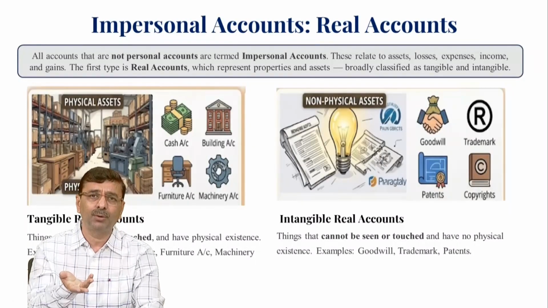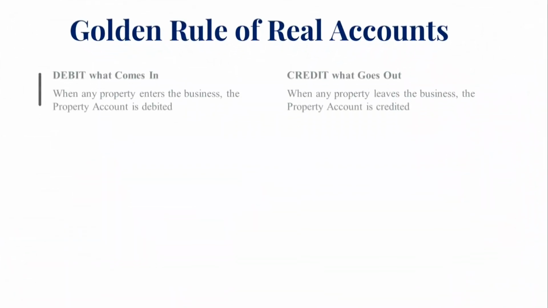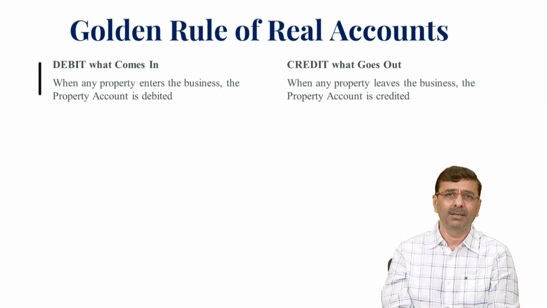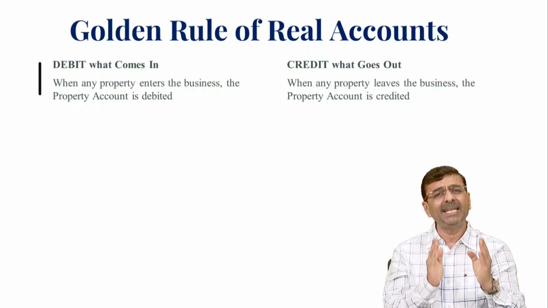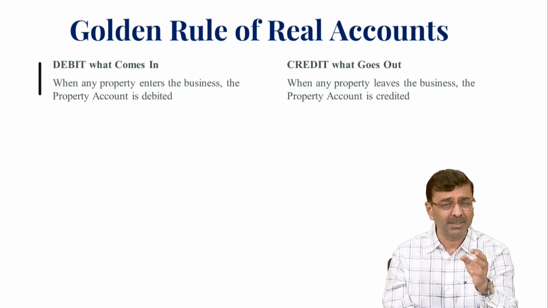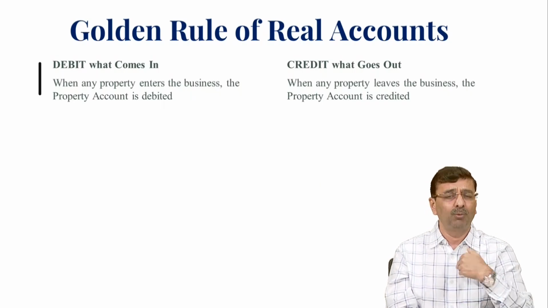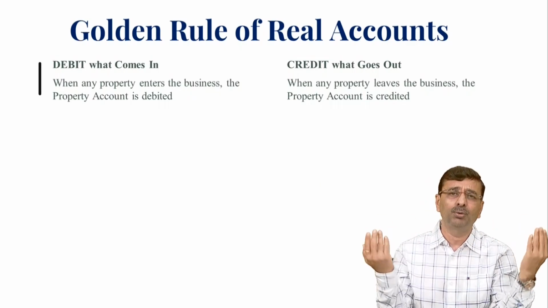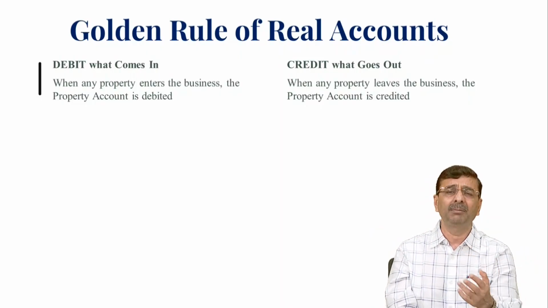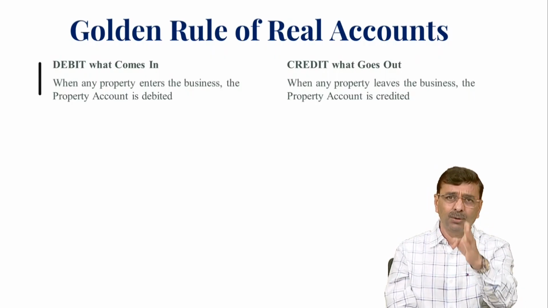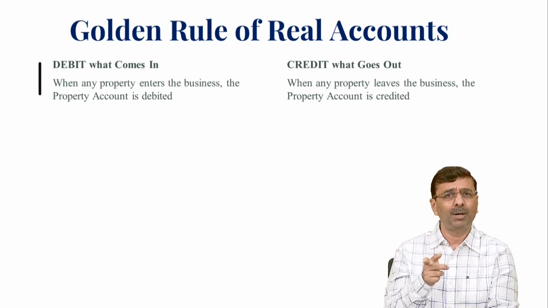How it works and the golden rules for these assets. Now moving to that part. The golden rules for the real accounts are: debit what comes in, credit what goes out. It means any asset. Here we are going to represent it in the form of an entity or a form of business, whether it's a sole proprietorship, a partnership of more than one person, or an enterprise, maybe a private limited or a limited in any kind. The rules remain the same. What comes in is a debit. What goes out is a credit.